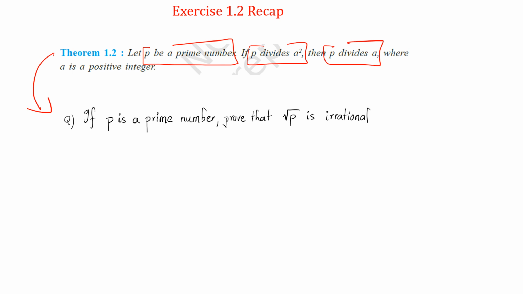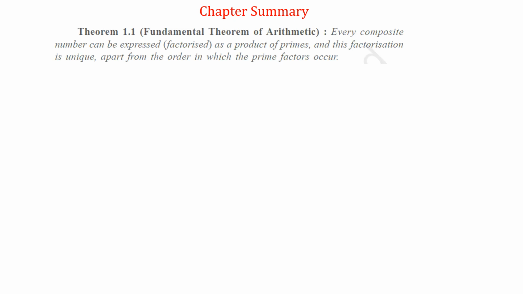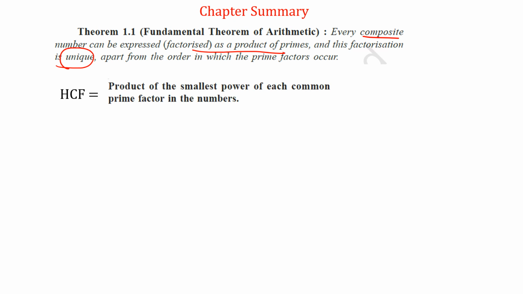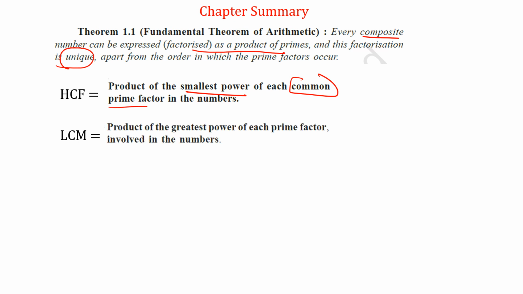And so that's it from this lecture. And so we are done with this chapter. So let's take a look at the chapter summary. The very first thing that we had learned was the fundamental theorem of arithmetic, which said that every composite number can be expressed as a product of primes, and the factorization is unique. Then we learned the definition of HCF. It is the product of smallest power of each common prime factor, and LCM of a certain set of numbers is the product of the greatest power of each prime factor involved in the numbers.